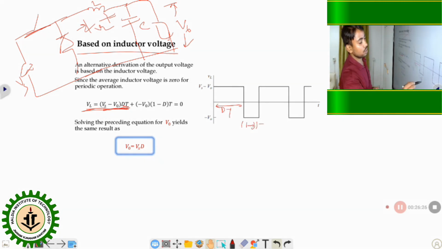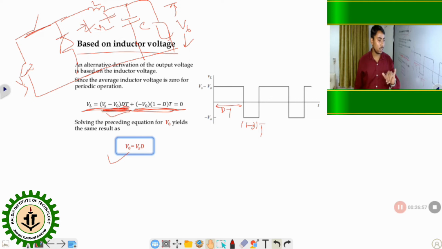If we add these two, we know the net inductor voltage must be 0 over one complete period. So adding these two, we get 0, and if you rearrange this equation, you get V0 is equal to Vs into D. So we can also prove it in theory. One is the average voltage, then by using net inductor current, and here based on the inductor voltage. By three processes we can prove it. What is the output voltage equation? For a DC-DC buck converter, the output voltage V0 is equal to Vs into D, where D is the duty ratio.